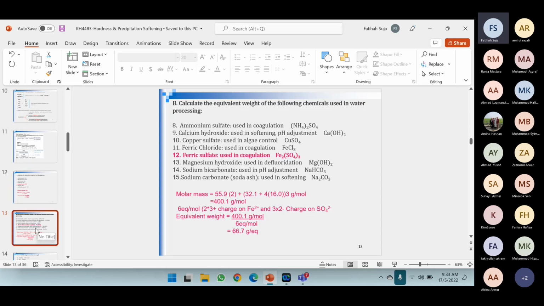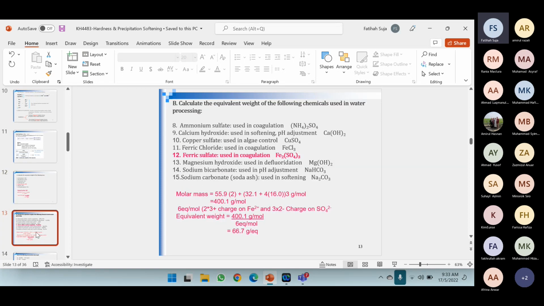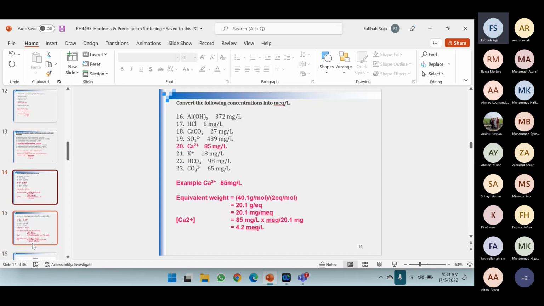Okay, so it's easy, right? You can just look at the table to get the equivalent weight, and then finally you will be able to convert the concentration into milli equivalent per liter, or you want the concentration of hardness as calcium carbonate. So this is one example.